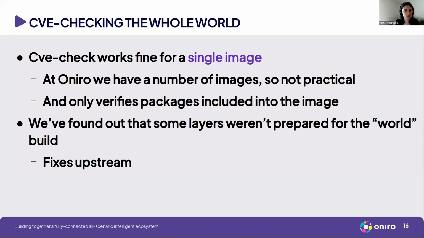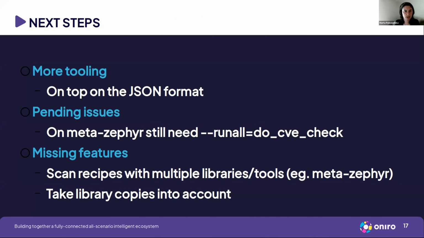The next step on our side is more tooling. The format is there now, and now we are working on how to make it useful. The processing of a JSON file is pretty simple, so you can extract what you want. We still have some pending issues with some layers resisting CVE-check. Our favorite example currently is meta-zephyr. We need to run all the CVE-check because it does magic with stamps.